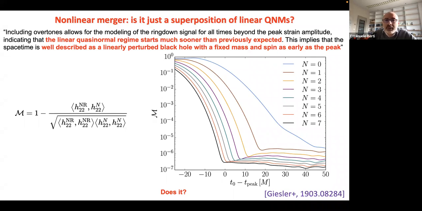And they jumped to conclusions, I believe, and they said, this is a quote from their abstract, "including overtones allows for the modeling of the ringdown signal for all times beyond the peak strain amplitude, indicating that, bold-faced mine, the linear quasi-normal regime starts much sooner than previously expected." Previously expected was something like 10M. That was what Buonanno, Cook, and Pretorius, for example, found. "This implies that the spacetime is well described as a linearly perturbed black hole with a fixed mass and spin as early as the peak." I beg to disagree, like Alex did, and I will explain why.